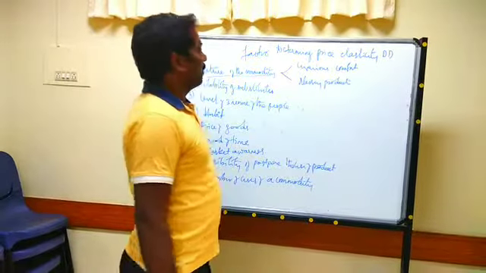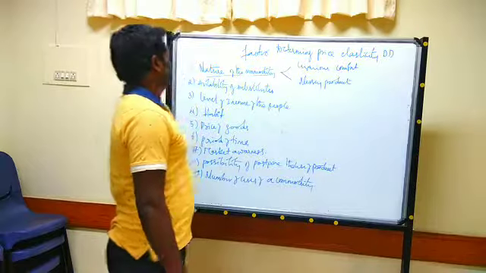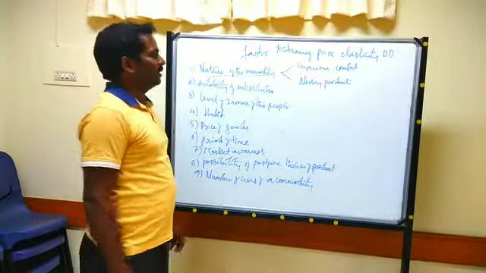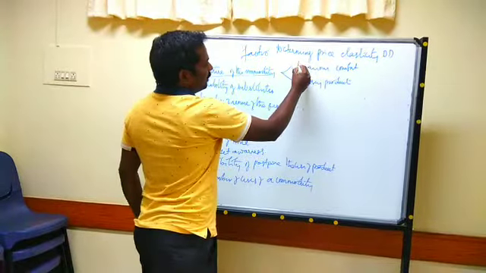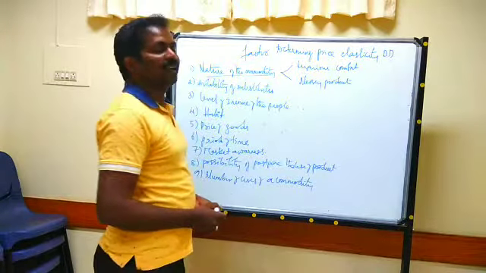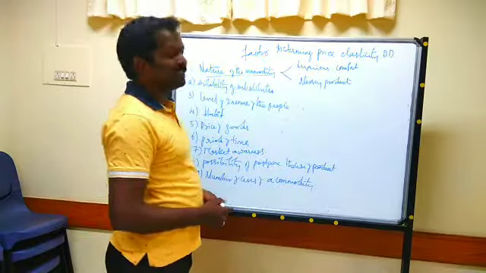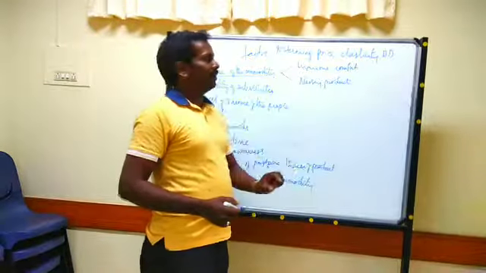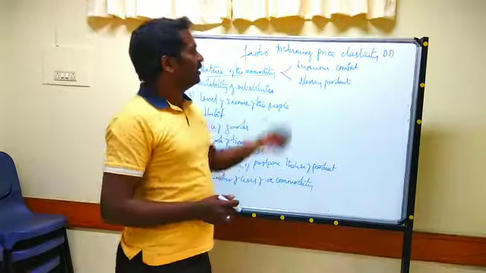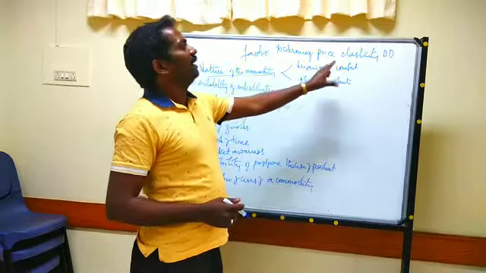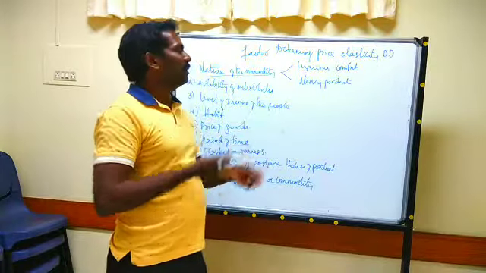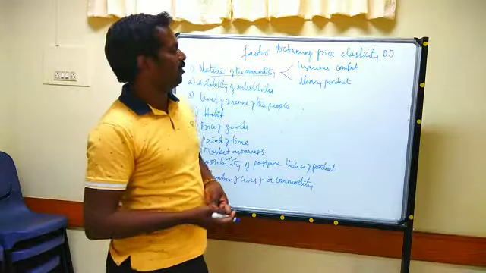Factors determining price elasticity of demand. First of all, we'll see the nature of the commodity. In the nature of the commodity, we have luxuries and comforts, and necessary products. When people demand luxuries and comforts, it always tends to be elastic, meaning that when there is a reduction in price, people are ready to buy that kind of product.